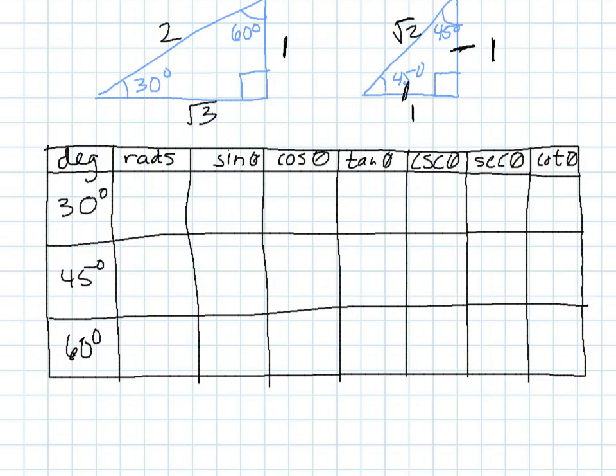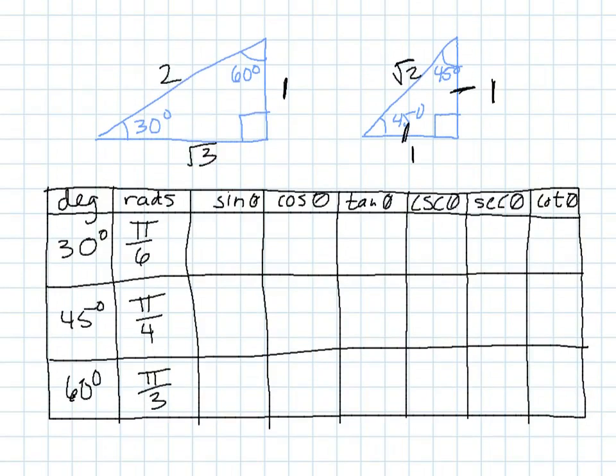So just to clarify, 30 degrees is the same thing as pi over 6. 45 is the same thing as pi over 4. And 60 degrees is the same thing as pi over 3. Now if I'm talking about sine of 30 degrees, if I go to my triangle, the opposite over the hypotenuse gives me a value of 1/2. And then cosine would be the adjacent, square root of 3 over 2. Okay? And then tangent will be the opposite over the adjacent, so it will be 1 over square root of 3.